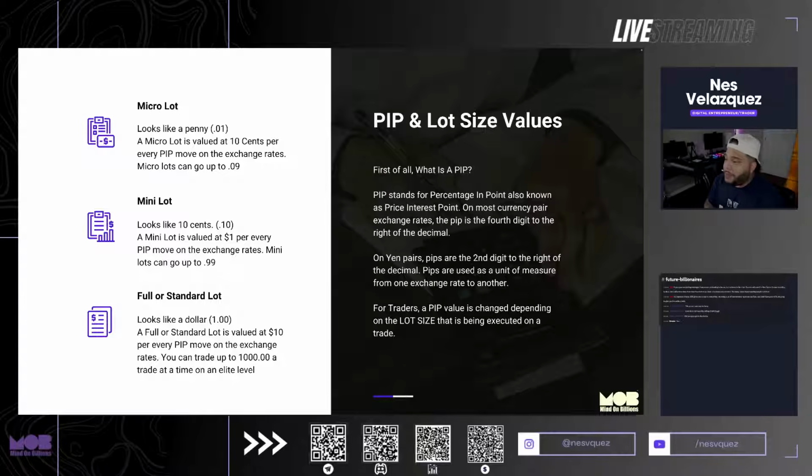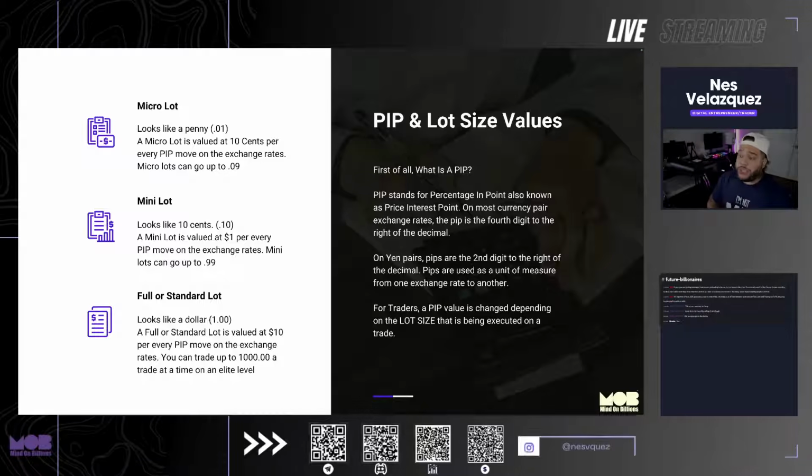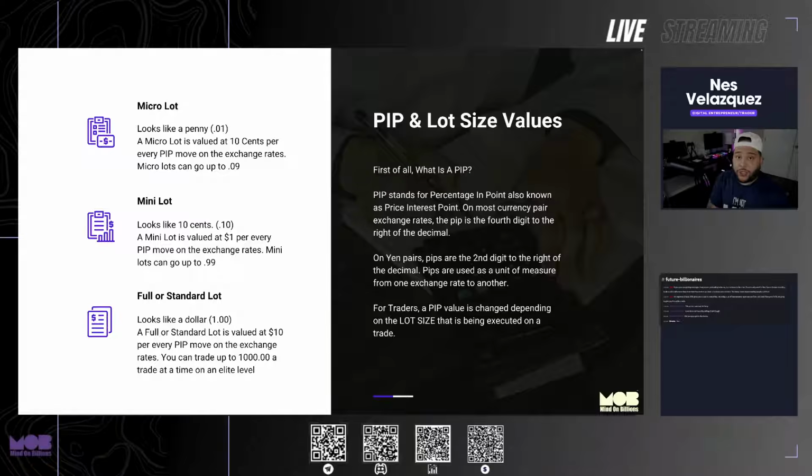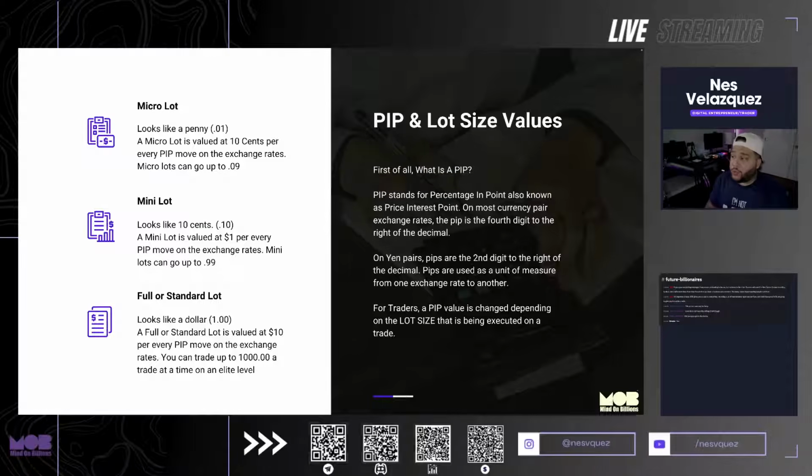So on yen pairs, pips are the second digit to the right of the decimal, and I'm gonna show you an example here. Pips are used as a unit of measure from one exchange rate to another. This is how we are able to measure trades, what it's projected to do, what we think it might do whenever we conduct our analysis. For traders, a pip value changes depending on the lot size that is being executed on a trade. So now let's get into the lot sizes.